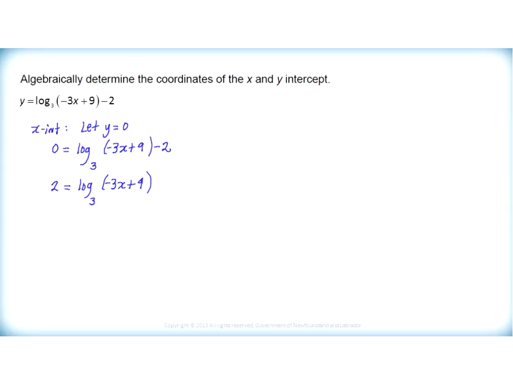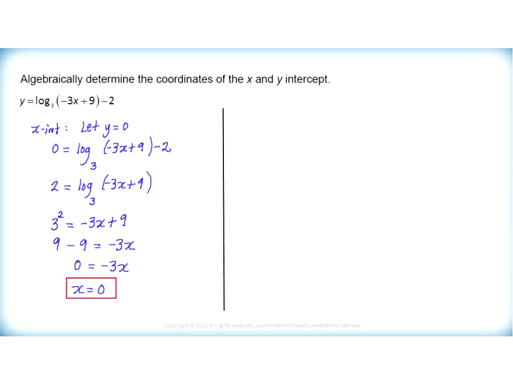In order to remove the word log, we convert it to exponential form, where 3 squared is equal to negative 3x plus 9. 9 minus 9 is equal to negative 3x. So we have 0 is equal to negative 3x, and the only time that will happen is when x is equal to 0. So that gives us the coordinate for your x-intercept.